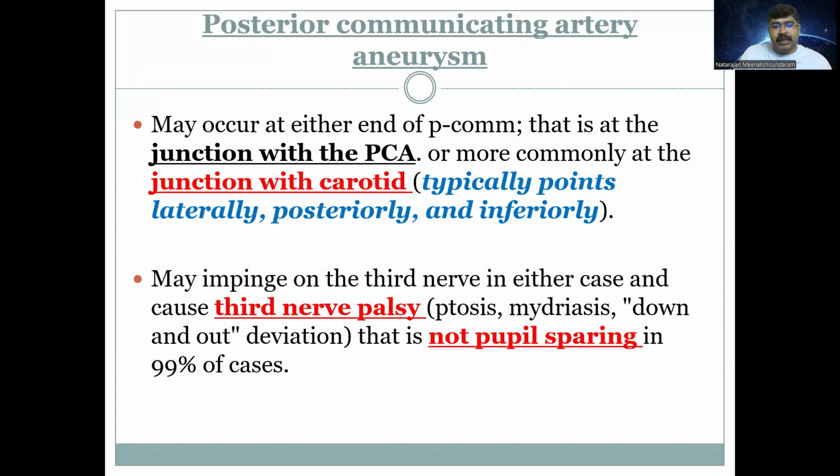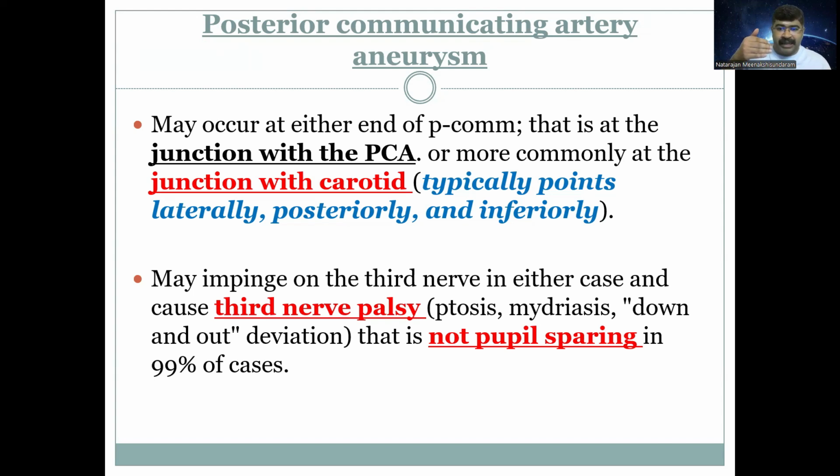They may occur at the posterior communicating artery, either at the junction with the PCA or at the junction with the carotid artery. When it is at the carotid artery, it typically points laterally, posteriorly, and inferiorly. With this projection, the main nerve associated with the posterior communicating artery is the oculomotor nerve.